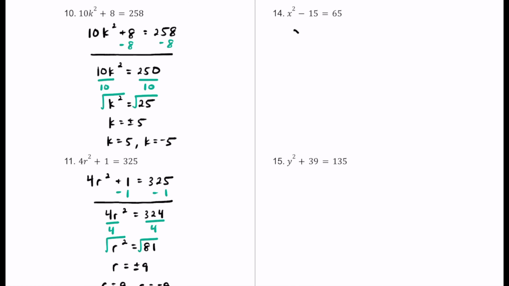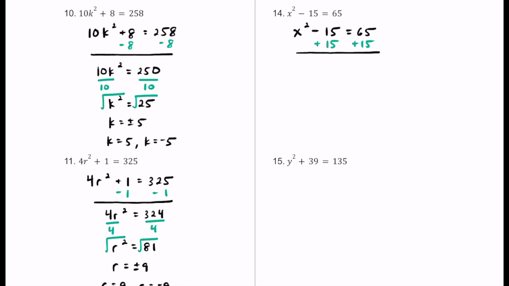For number 14, we have the equation x squared minus 15 is equal to 65. Now to isolate this x squared, let's add 15 to the left side and add 15 to the right side. If we do that to both sides here.